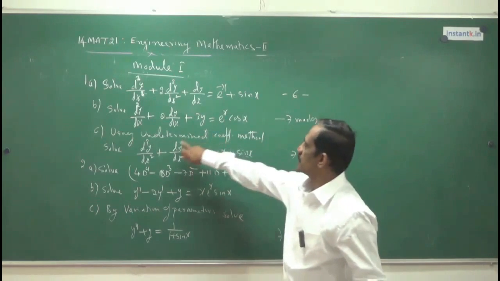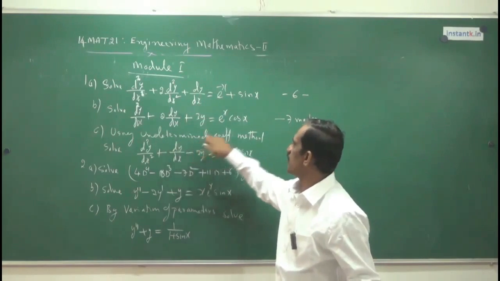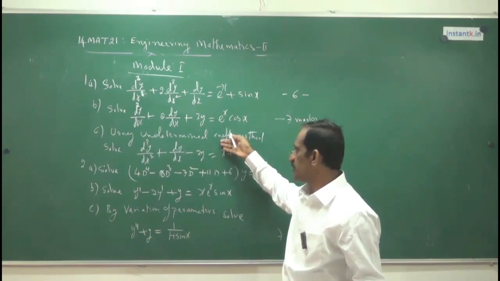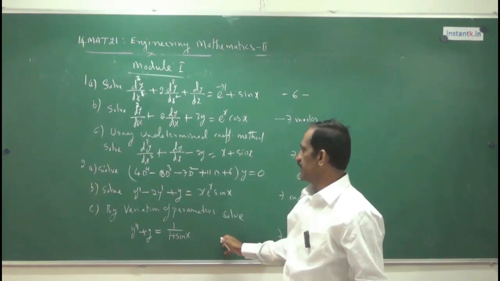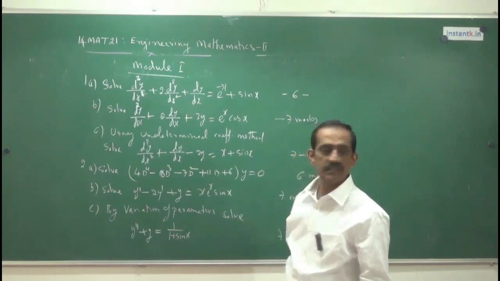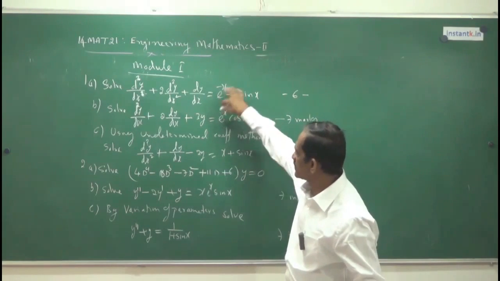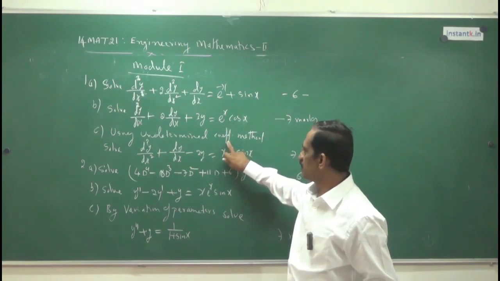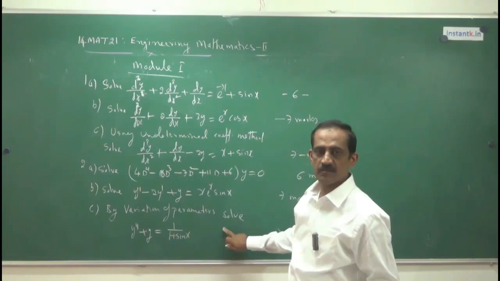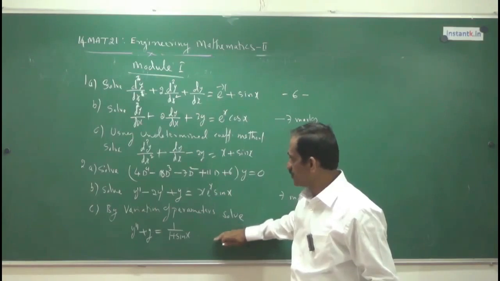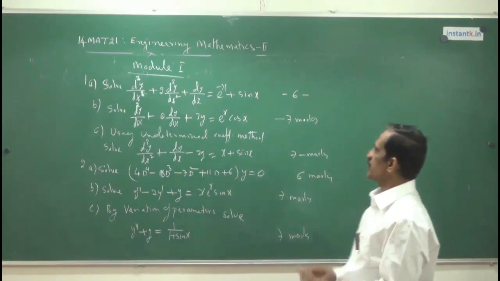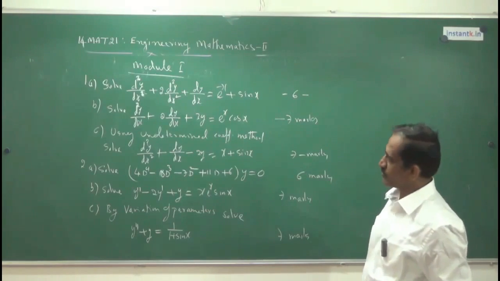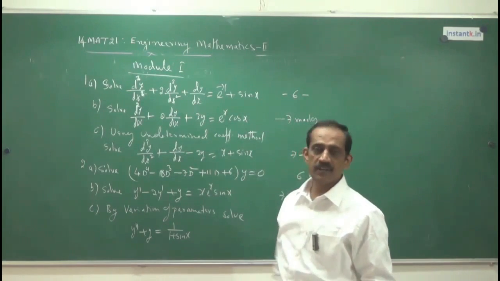But don't think the first one, C, is always from undetermined coefficient. It may be variation of parameters. Variation of parameter may be asked here, and undetermined coefficient may be asked in the second one. But two questions will be asked from the inverse differential operator method. One from here either undetermined coefficient method, and here it may be variation of parameter, or if it is undetermined coefficient method here, it may be variation of parameters. So like that the question will be asked. So you are free to select one full question. You have to see which is convenient to you.